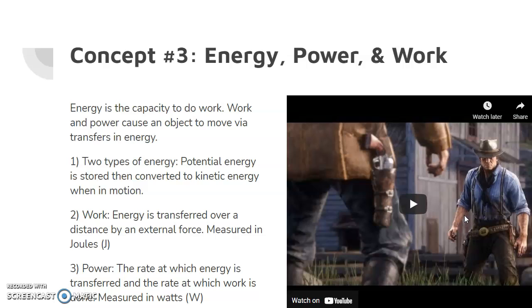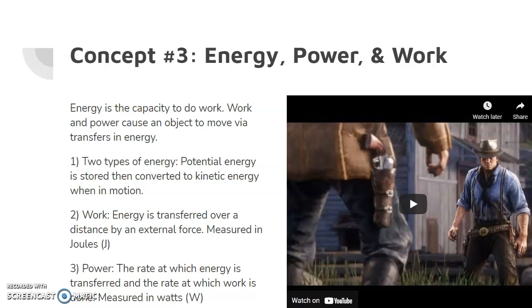Next is the concept of energy, power, and work. Energy is the capacity to do work, and work and power cause an object to move via transfers in its energy. There are two main types of energy. Potential energy is stored, and then it is converted to kinetic energy when in motion. Work is energy transferred over a distance by an external force. Work is mainly measured in joules, which is seen by the variable J.